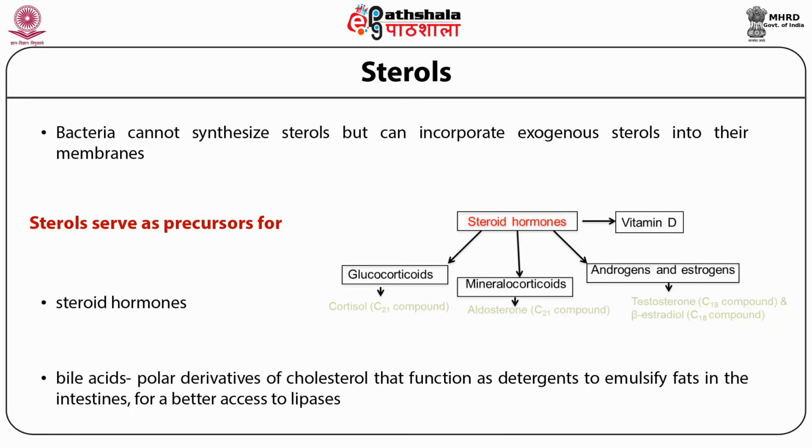So, steroid hormones, based on the physiological response they are involved in, can be classified as glucocorticoids, mineralocorticoids, androgens and estrogens, and vitamin D. Cortisol, a C21 compound, is a glucocorticoid, while aldosterone is a mineralocorticoid. Testosterone and estradiols are androgens and estrogens, and vitamin D is also a steroid hormone. So depending on the physiological response, we see that the steroid hormones can further be classified into different subtypes.